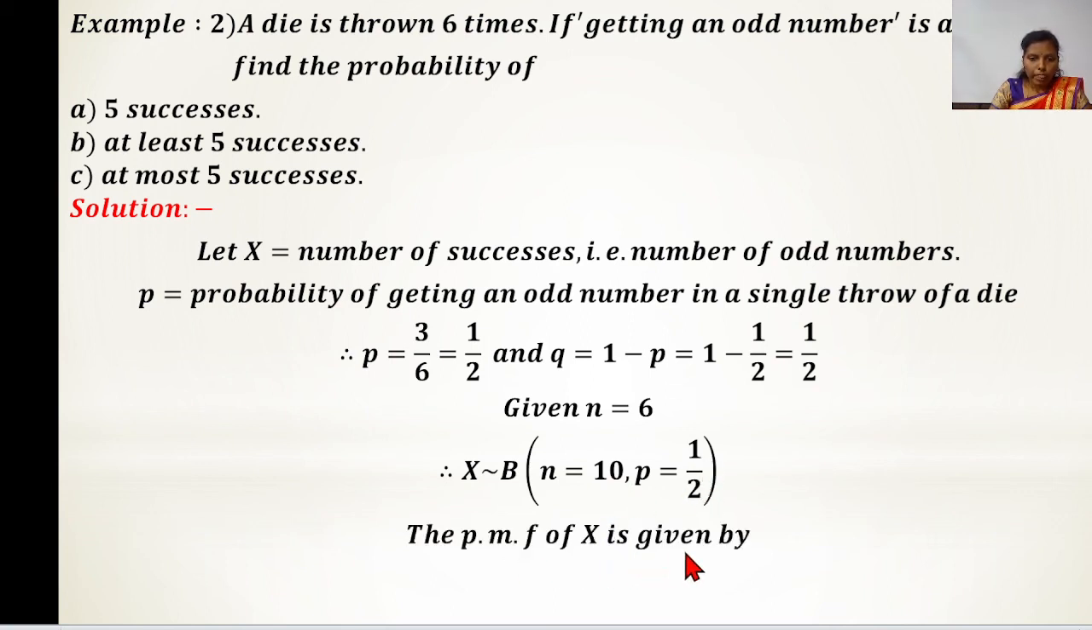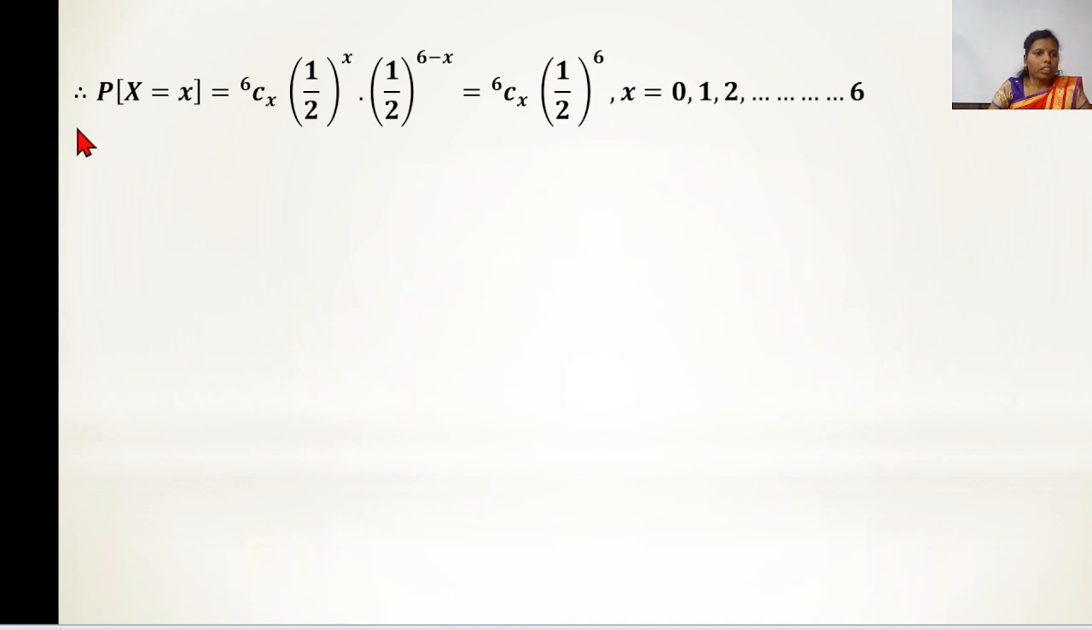The PMF of X is given by the probability of random variable X equal to x is equal to nCx p raised to x into q raised to n minus x. Therefore, here we put the values of n. The probability of X equal to x is 6Cx (1 by 2) raised to x into (1 by 2) raised to 6 minus x, which is equal to 6Cx (1 by 2) raised to 6, where x runs from 0, 1, 2, 3, 4, 5 up to 6.